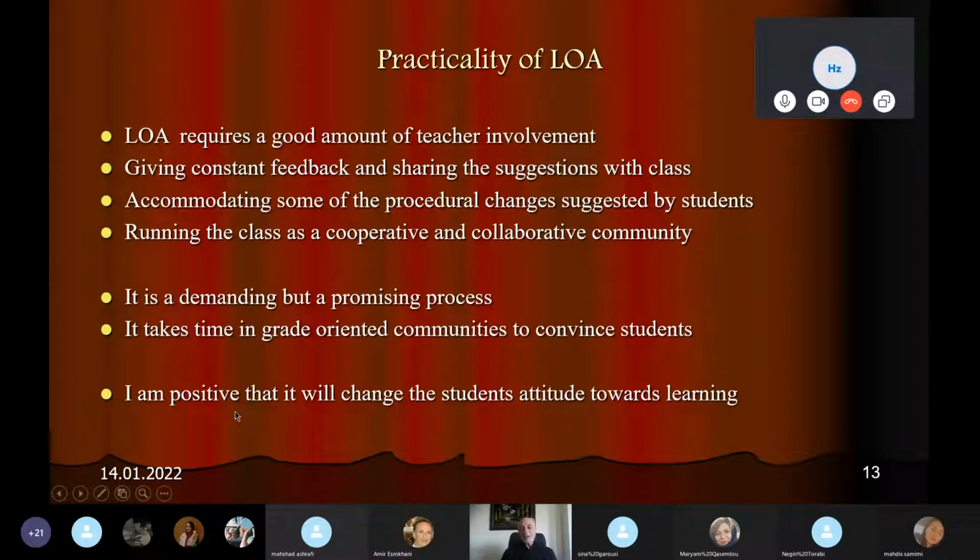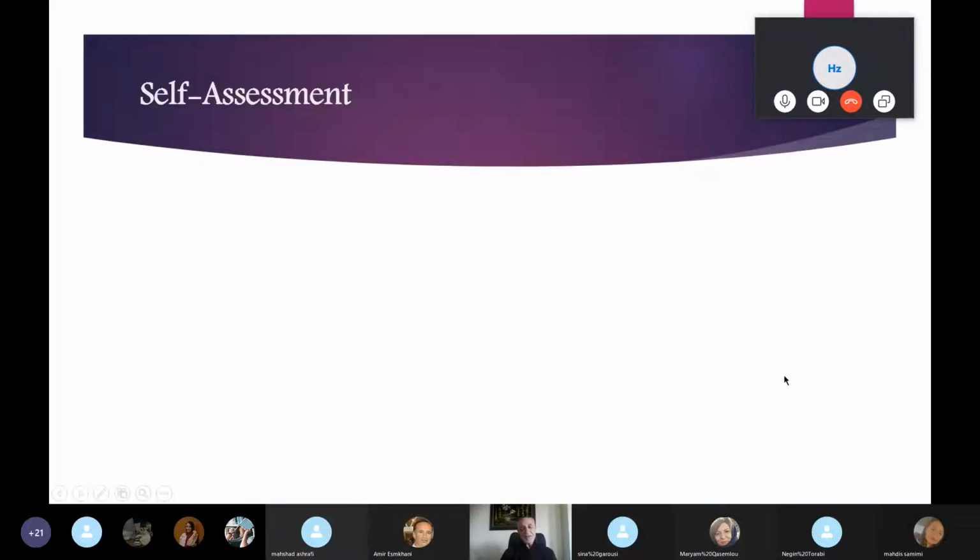And I am positive it will change the students' attitude towards learning. It is amazing. You guys cannot believe. Amazing. They changed the whole mentality of the students towards learning. Some of these tasks I have experienced and I'm sharing with you.